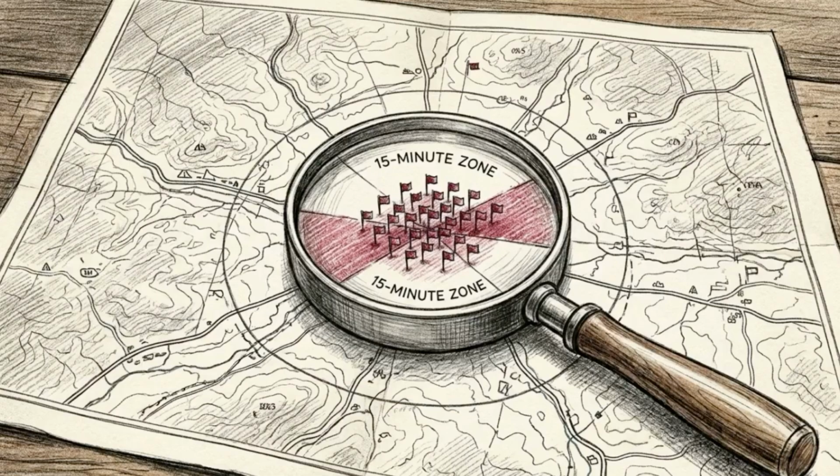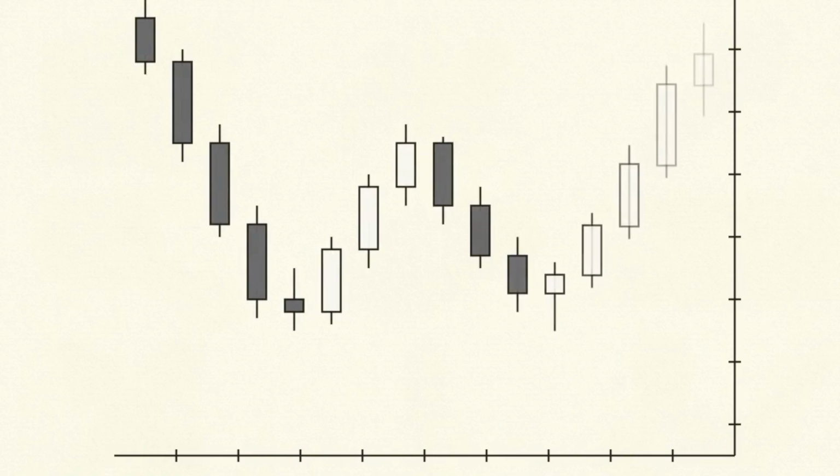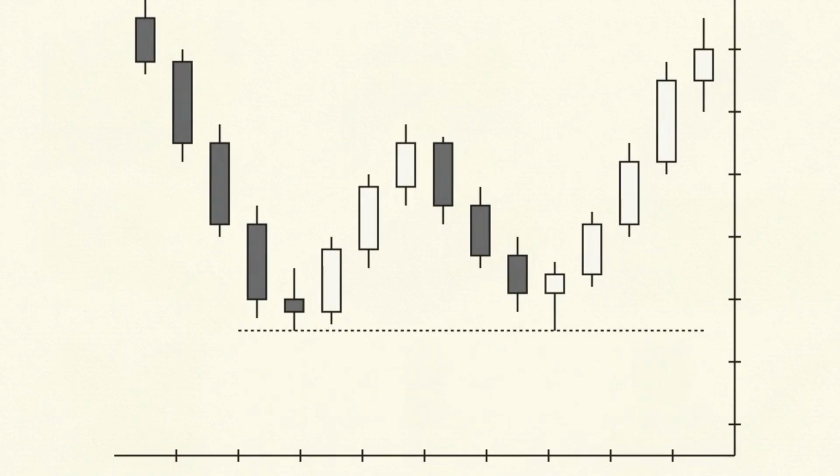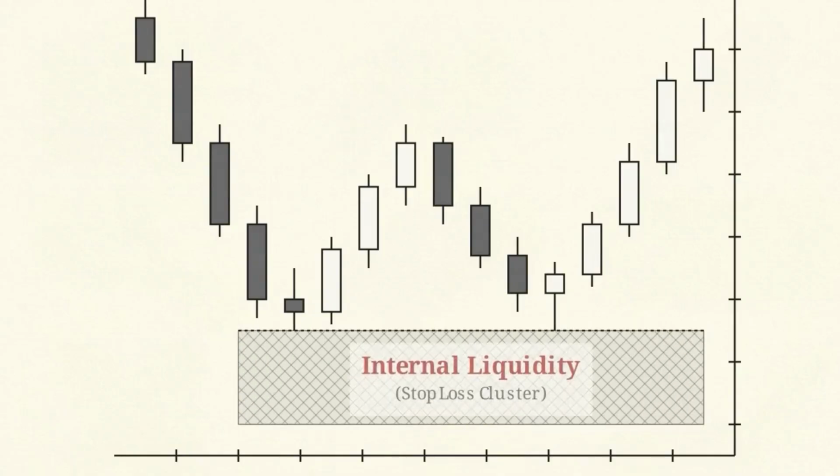Step 3 is mapping the battlefield. We shift down to the medium timeframe, the 15-minute chart, to locate where retail traders are incorrectly positioning themselves. This 15-minute chart shows a classic double bottom pattern. Many traders buy here, placing their stop losses in the area right below the pattern. We call this cluster of stop losses internal liquidity.